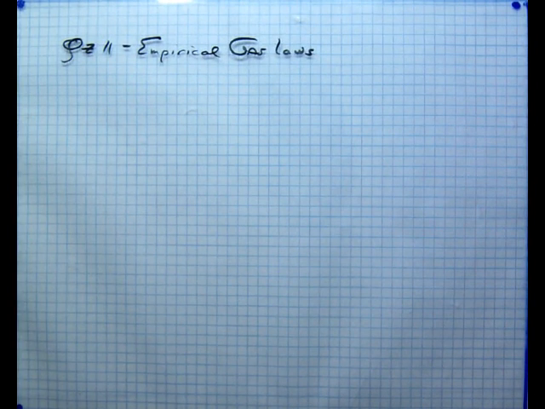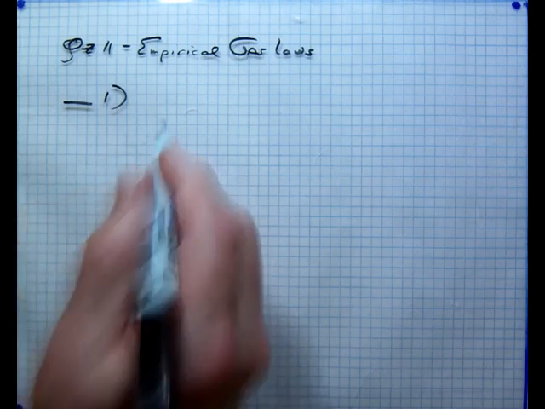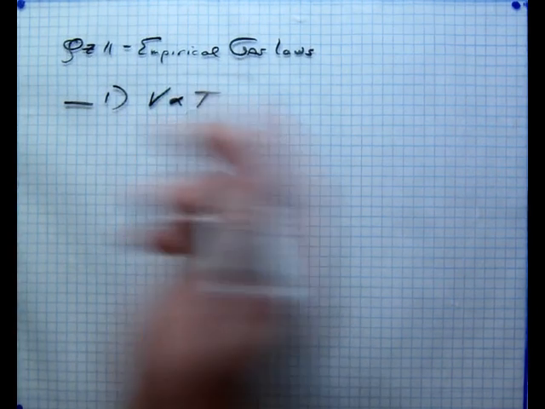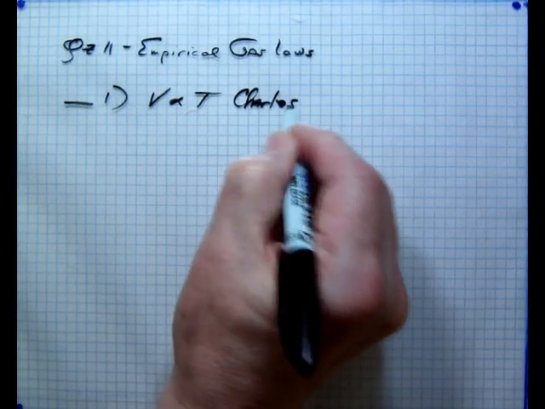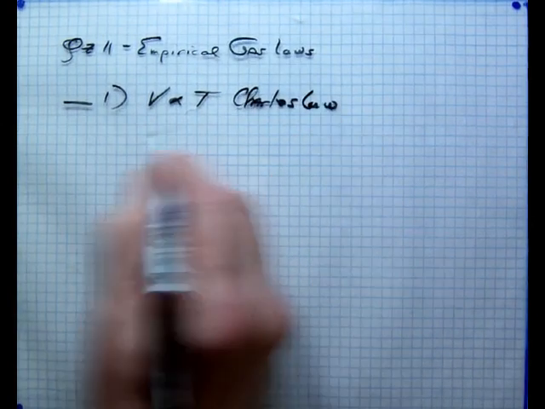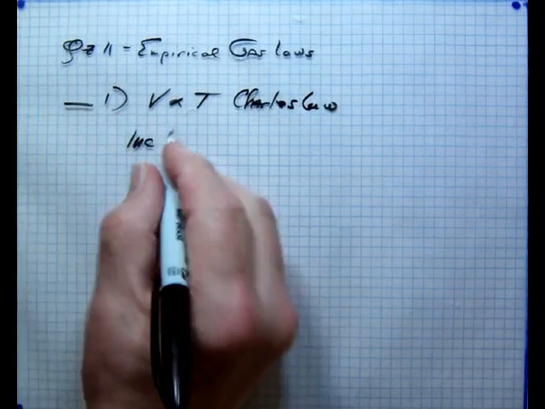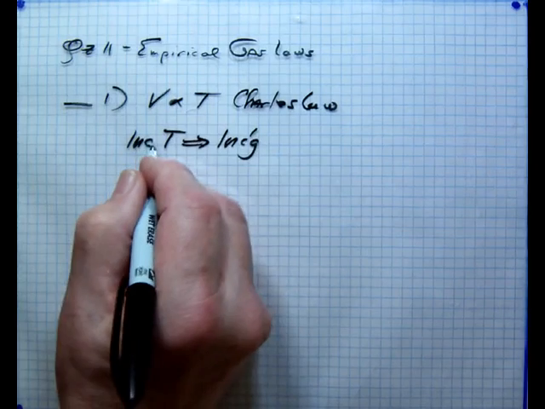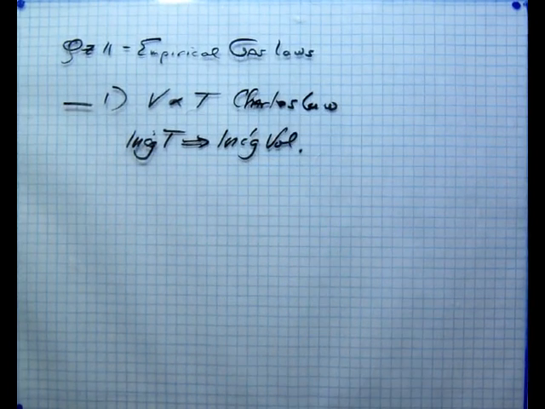Okay, on number 1, a sample of gas is heated. The volume of the gas would be expected to what? So we know volume is directly proportional to temperature, Charles' law. So increasing temperature produces an increasing volume. Right there.